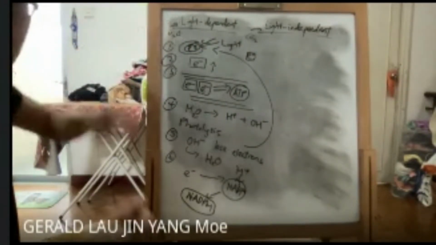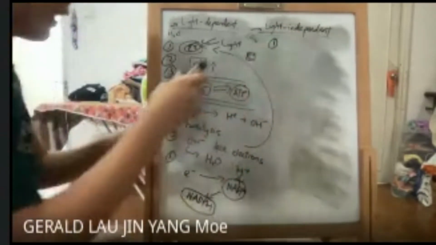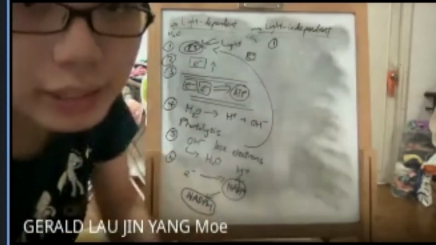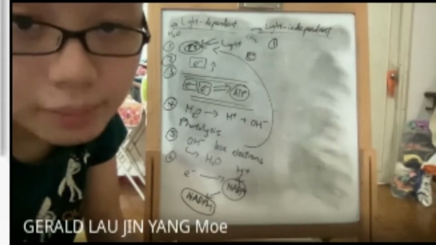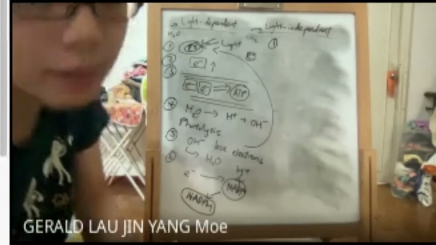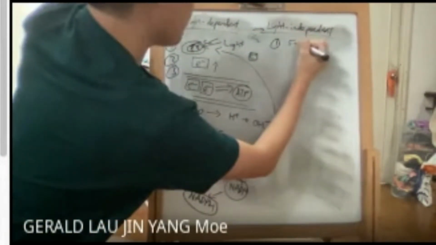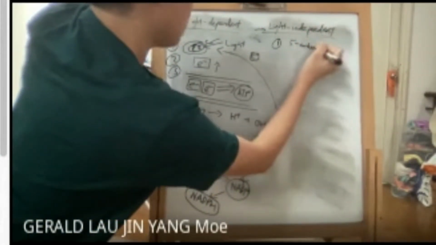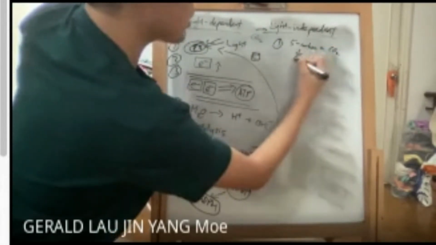Once you know light dependent, then you go to light independent. So you see what happens in light independent. A 5 carbon organic compound fixes carbon dioxide gas to form 6 carbon organic compounds. So just now this 5 carbon combines with carbon dioxide, because there is another carbon here, that's why it forms 6 carbon.